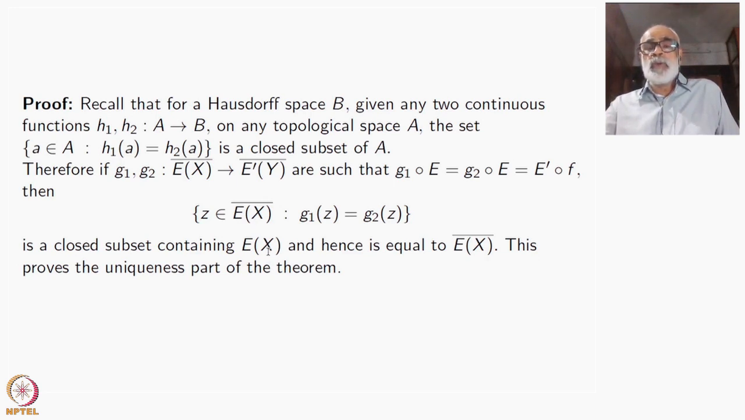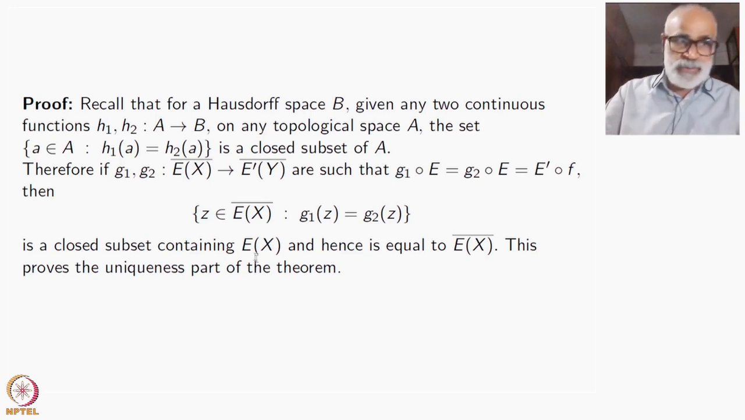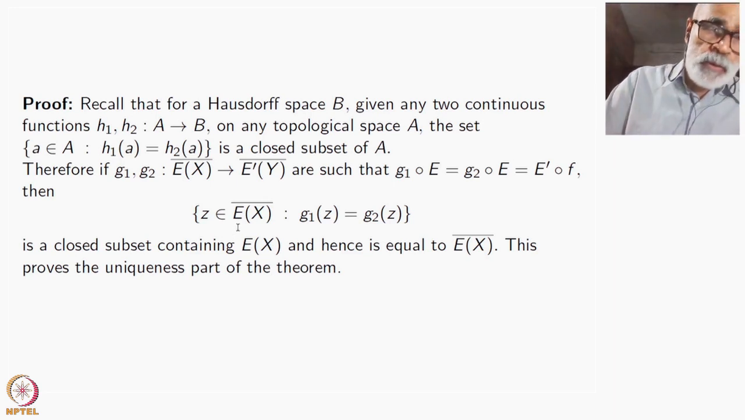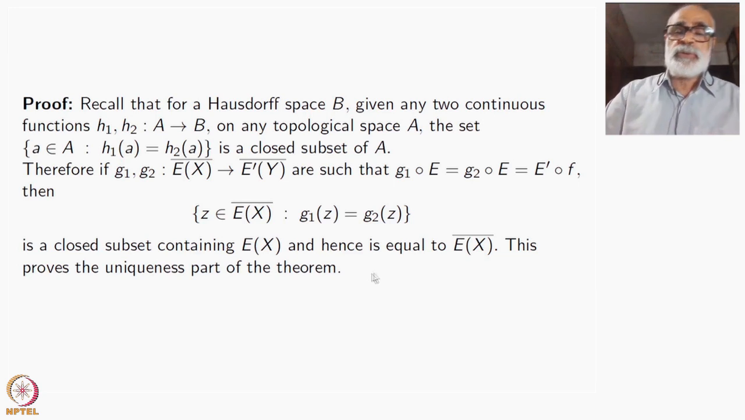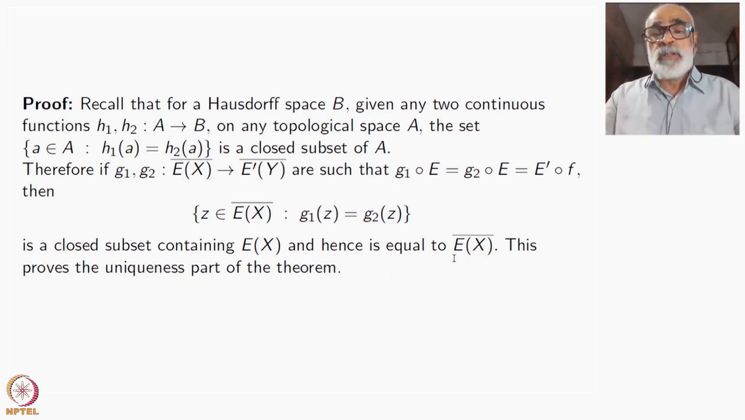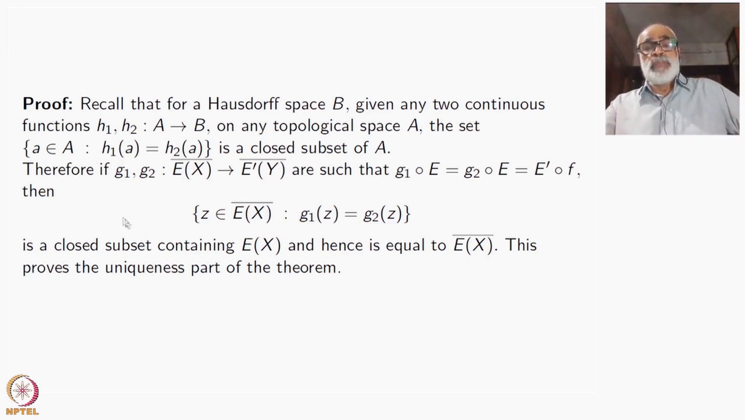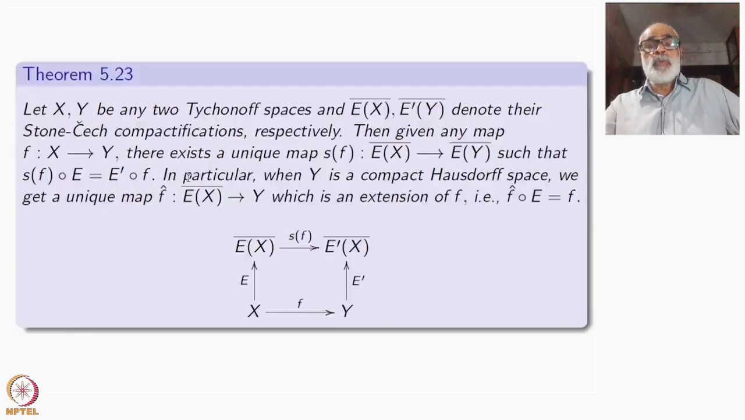It means its closure is also contained inside a closed set. But the closure is the whole space. Okay, if some subset is contained in a closed set, the closure will also be contained inside that. That's all I'm using. So it's the whole space. So what is the meaning of that? The set of all points in EX bar wherein G1 equals G2 is the whole space, which just means G1 is equal to G2. That's all. So this means that if there are two functions like this, they must be equal.